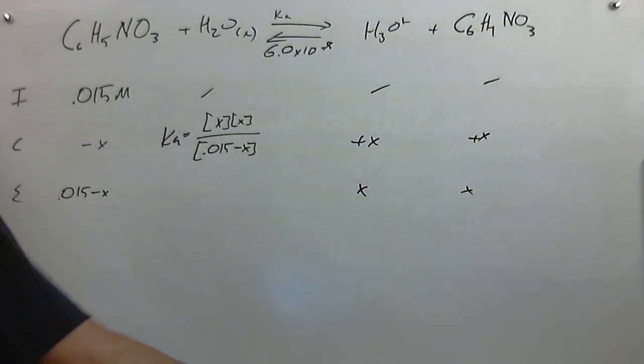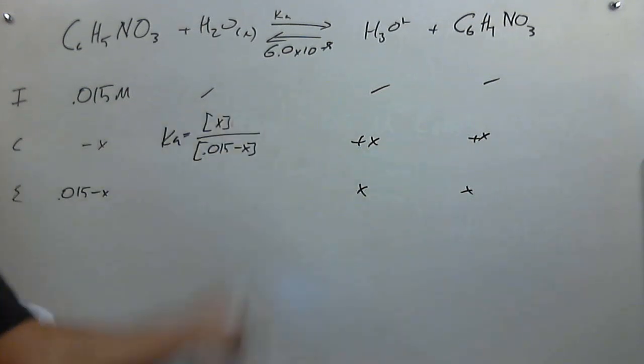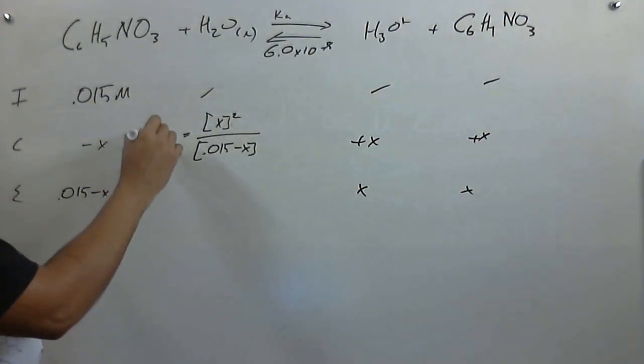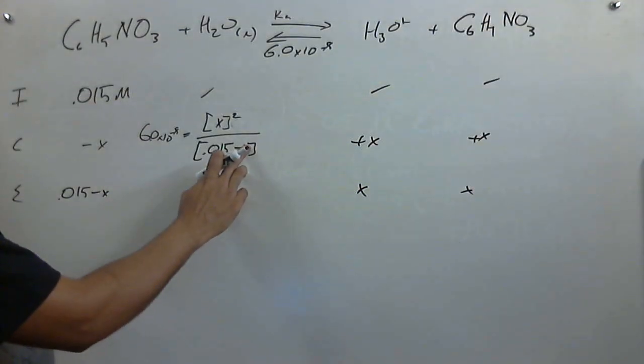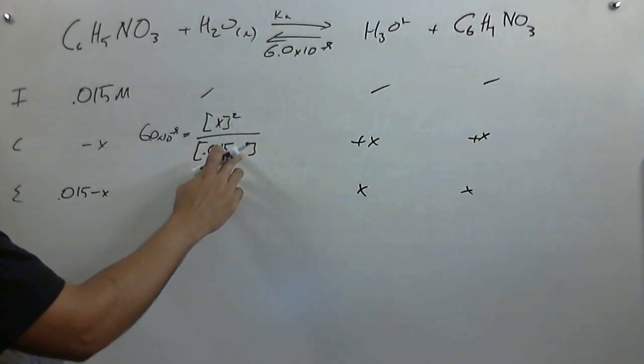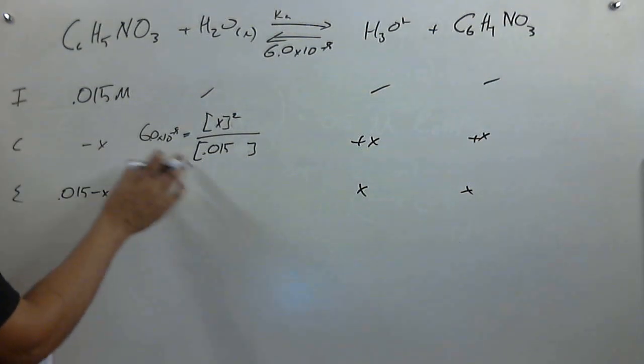So if we're going to say that, we can simplify this and just say we have an x squared over here. And we know our Ka is 6.0 times 10 to the negative 8th. Now, they also told us that we can assume x is small, so we can get rid of that. So now what we're really doing is just math.